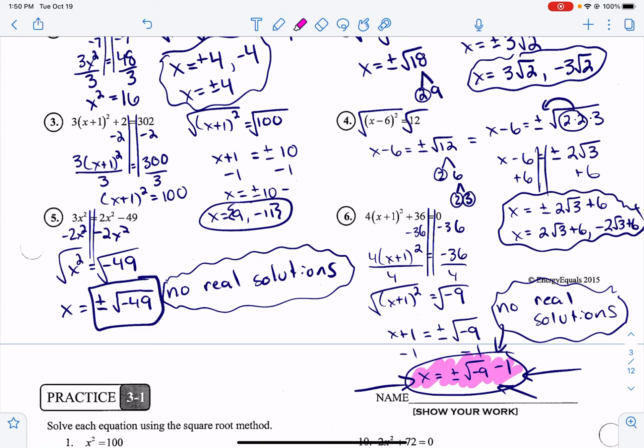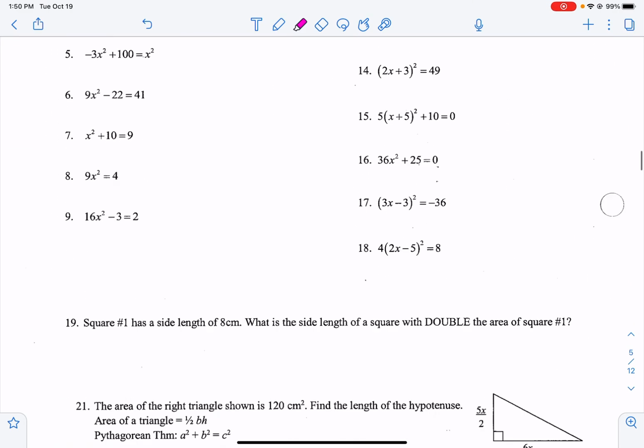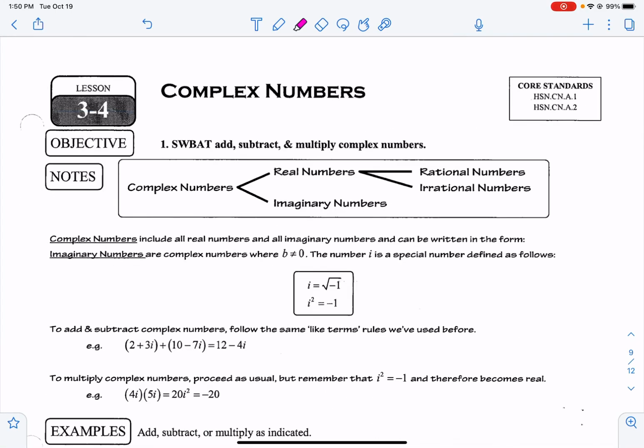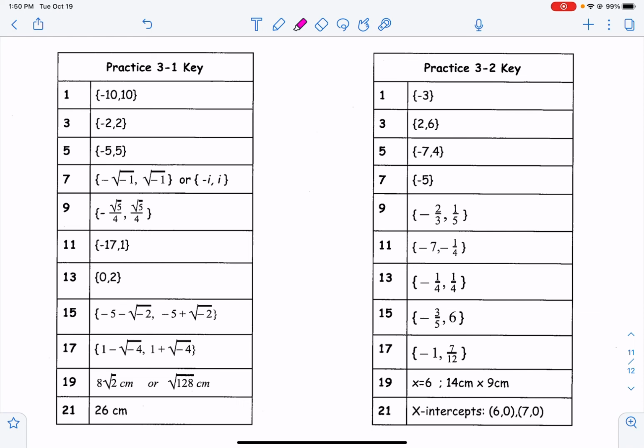Now, on practice 3.1, you should have an answer key. And let's look at that really quick before I let you go. Number 7 on the answer key right here. Number 7 has a negative square root. See it right here? So your answer could be negative root negative 1 or root negative 1. You could also use negative i and i, but no real solution is a great answer because there are no real solutions. You don't know how to do that yet. So go ahead and say that there's no real solutions.